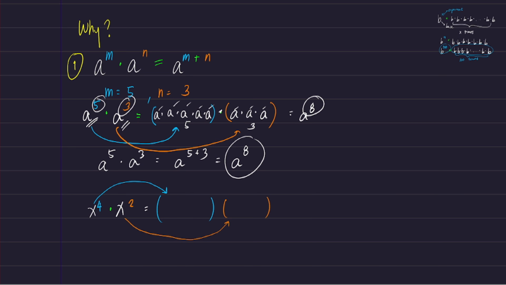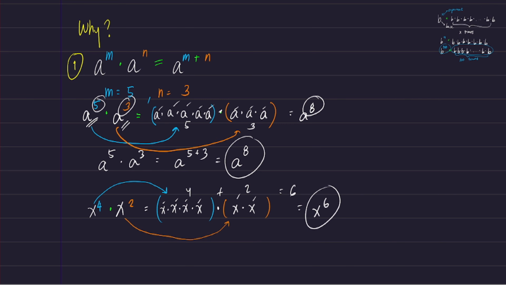So, x raised to 4. So, 4 na x multiplied sa sarili niya. That's it. Then, multiplied by x raised to 2. So, x times x. Ilang x ang imumultiply natin ngayon? Lahat-lahat. 1, 2, 3, 4, and 1, 2. And 4 plus 2 is equal to 6. Therefore, this is x raised to 6.